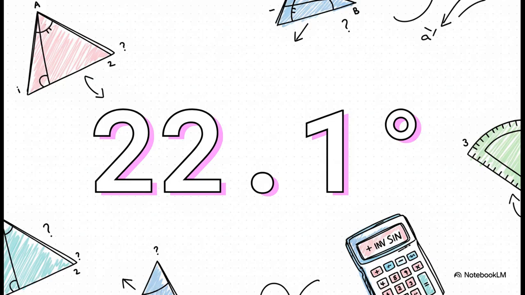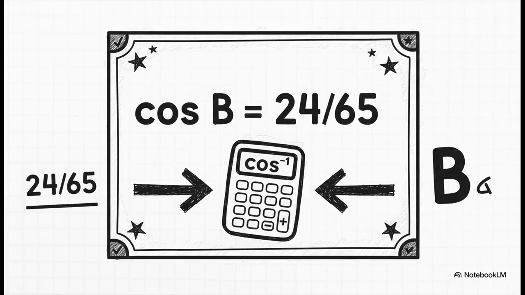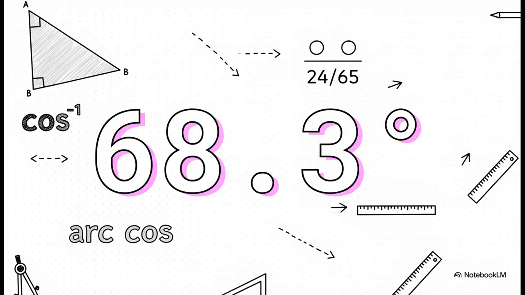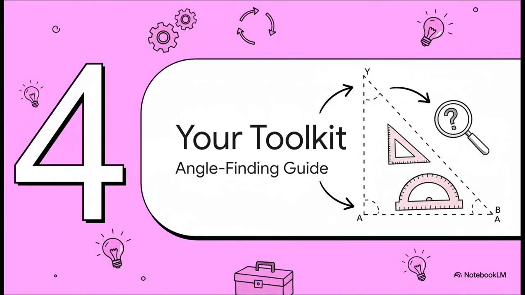To find A, you take the inverse sine of 0.3765, punch it in, and there's your answer. 22.1 degrees. All right, one last practice problem just to really lock this in and make it second nature. We need to find angle B, and we're given that the cosine of B is the fraction 24/65. You know exactly what to do. And that's the point, right? It doesn't matter if it's sine, cosine, or tangent, or if it's a decimal or a fraction. The method is always the same. To find B, we take the inverse cosine of 24/65, which gives us our final answer for this round, 68.3 degrees.